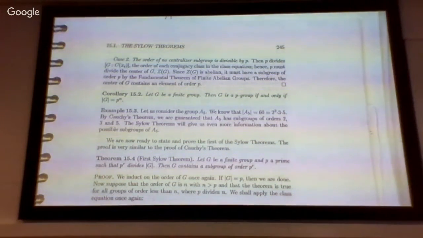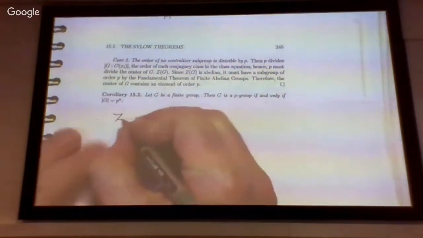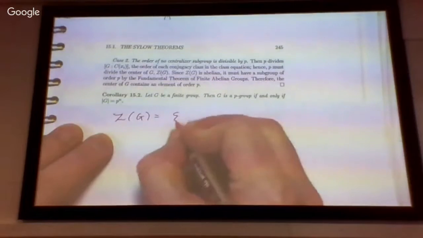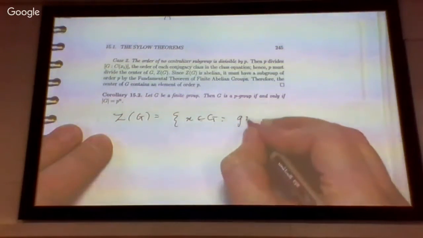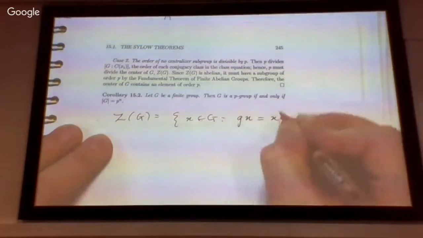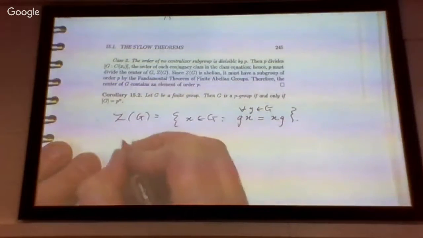Yeah, indeed. I'm just forgetting it. I think it's probably quite trivial. I think it does come out immediately. So Z(G), which, you know, here you get it as a subset, of course. So this is for all g in G. Okay, so it's clearly a subset.